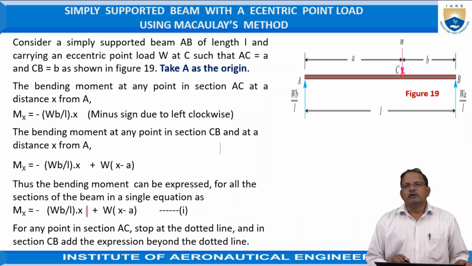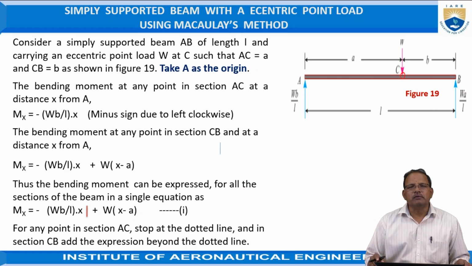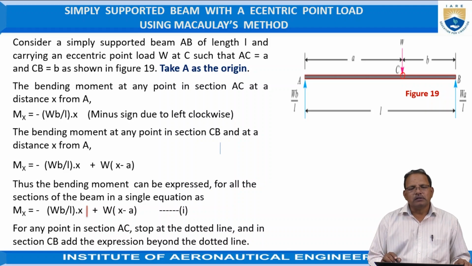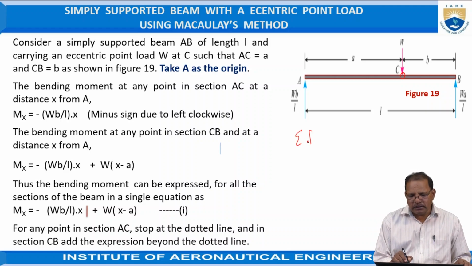Now, before considering the slope as well as the moments at any section, first it is required to determine the values of the support reactions at A and B in terms of the load W. So, according to the equilibrium conditions, we have three conditions: sigma Fx is equal to 0, sigma Fy is equal to 0, and sigma M at any point is equal to 0.